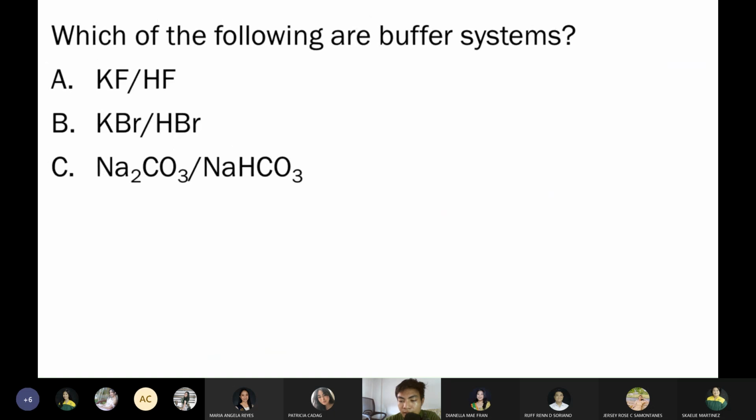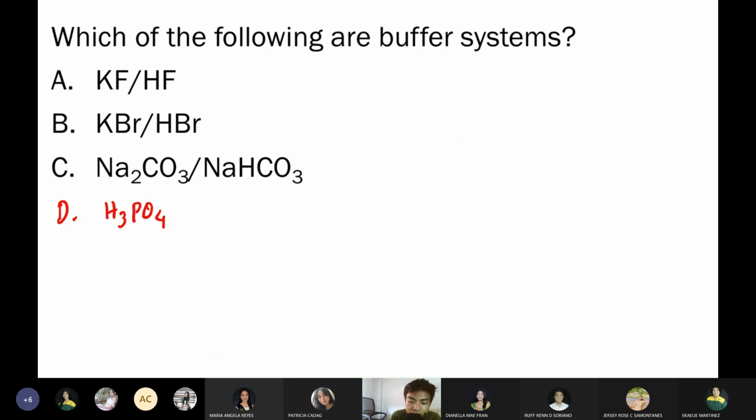Sa ngayon, practice muna tayo. Paano natin malalaman yung buffer system? Okay. So, let's identify which of the following are the buffer systems. So, we have A, KF, HF. We have B, KBr, HBr, and we have C, Na2CO3, NaHCO3. So, dadagdagan ko yan, H3PO4, and sodium phosphate. So, of the four mixtures dito, alin dyan yung magbibigay ng buffer system?